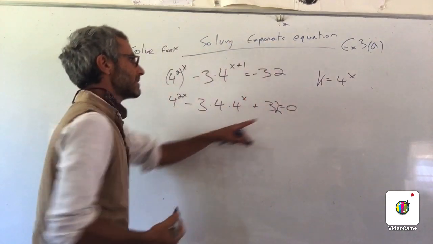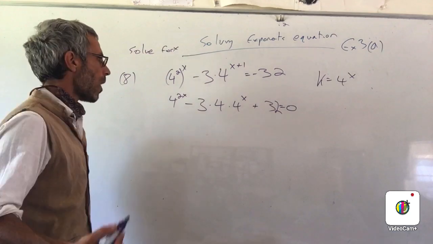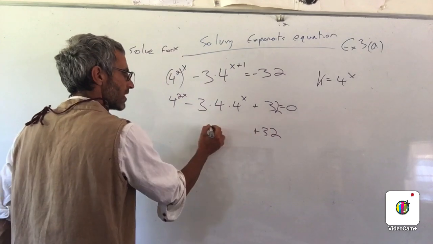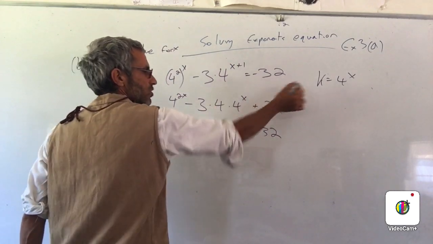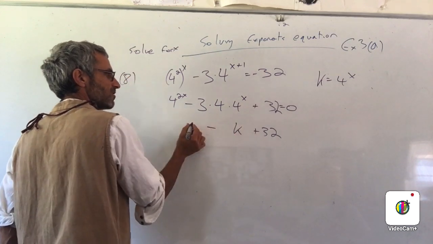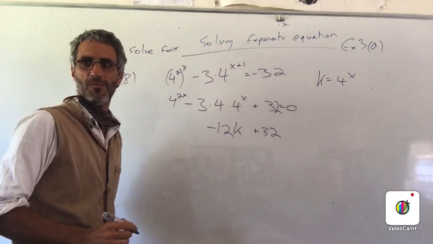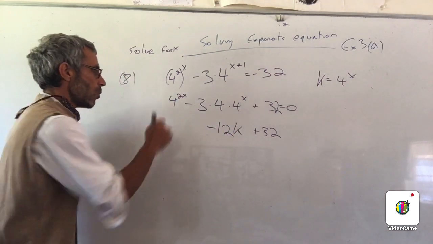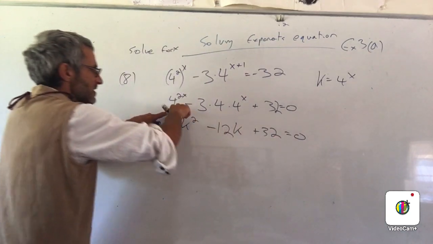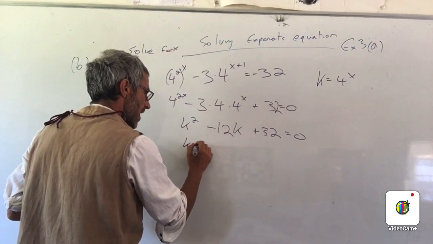So I'm moving it at the same time to the other side because I'm going to have a quadratic equation. Why am I saying that? Let's rewrite this. This is plus 32. What is this term now with the substitution? There is a k, but what's in front of the k? Negative 12, minus 3 times 4. And what is that first term? k squared. Good, you're already recognizing that 4 to the power 2x is 4 to the power x, squared. Quadratic equation in k.